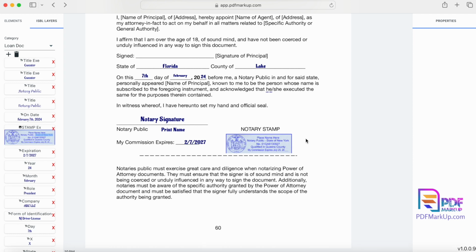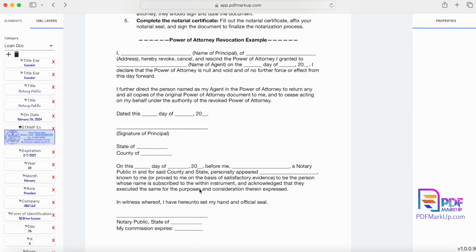So in this example of the power of attorney, okay, the principal signs the document and their signature is notarized to verify their identity and willingness to grant the powers described in the power of attorney documentation. Okay, so let's go to the next. In this case, it's a power of attorney revocation example. If you read the pages before this, I'll give you some more information on that. Basically, you would just fill this out.